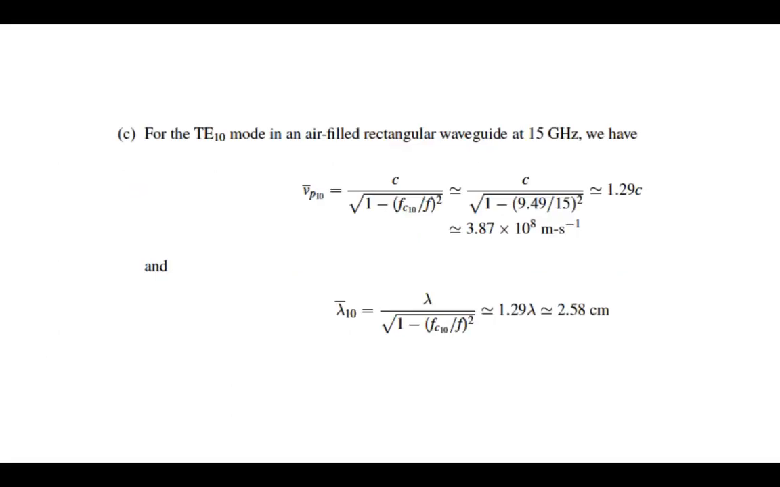So for a TE10 mode in an air-filled waveguide at 15 gigahertz, the first thing that we want to do is look at the phase velocity. For the phase velocity, we first look at the formula that relates the phase velocity to the cutoff in the guide, and notice the bar over the phase velocity, meaning that it's the phase velocity in the guide. So we take C, which would actually be the phase velocity in air, and we divide by this waveguide factor, and what we come up with is 1.29 C, or 3.87 times 10 to the 8th.